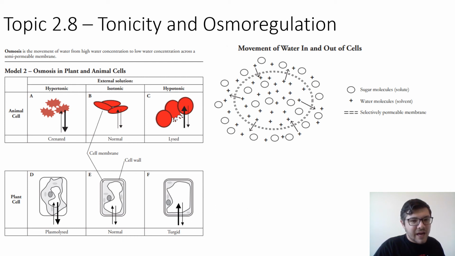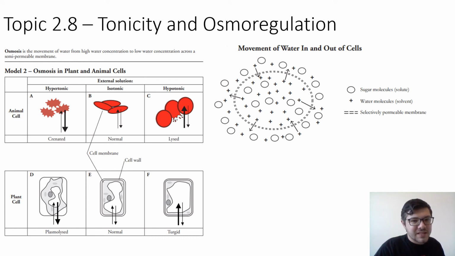So you can have a hypertonic, isotonic, or hypotonic solution. Hypertonic, for an animal cell, is called being crenated. And this is where water is leaving the cell. If it is hypertonic, that means there is a high amount of solute outside the cell. So the tonic is related to the amount of solute outside the cell.